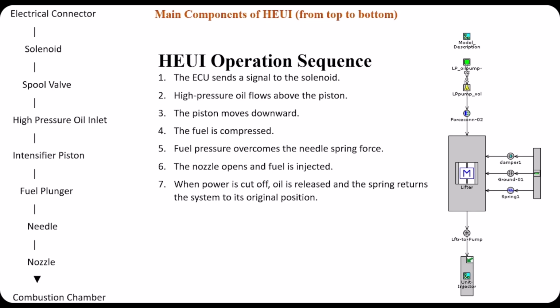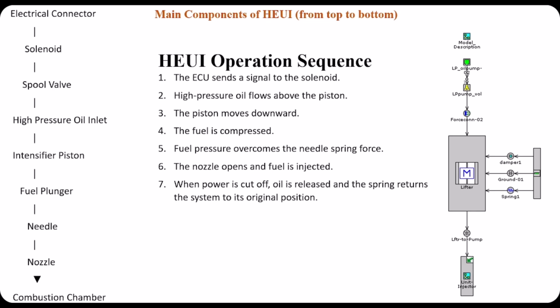Typical pressure range is 500 to 3000 psi depending on engine load. An intensifier piston, a piston with a large to a small area ratio. When oil pressure acts on the larger area, the fuel pressure on the smaller side increases proportionally. And plunger compresses the fuel, needle and nozzle, similar to other injectors. When fuel pressure exceeds the needle spring force, the needle lifts and injection occurs. Okay?